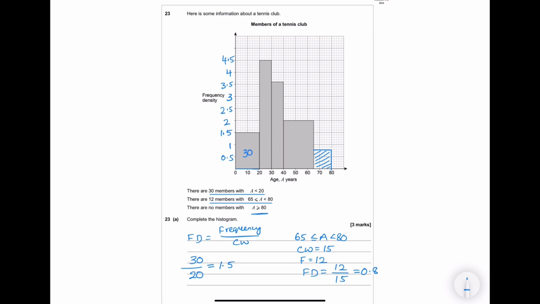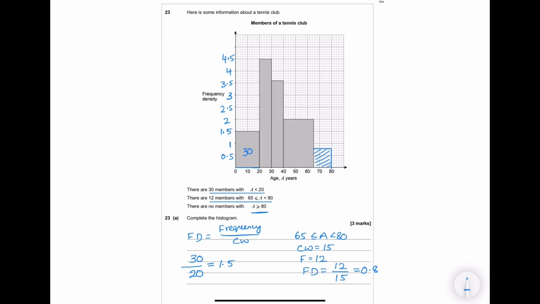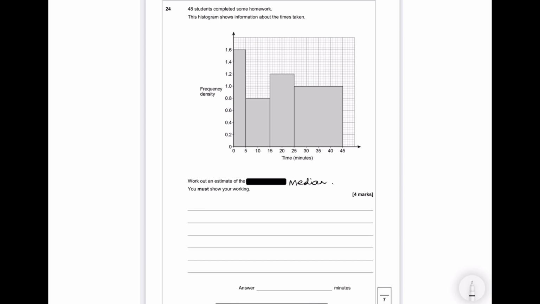Yeah, there are no numbers greater than 80, so we don't have to draw the bar for that. In this question, we estimate the median. 48 students completed some homework. The histogram shows the information about the times taken. So time is on one side and frequency density on the other side of these bars. So we have to find out the frequencies for each bar.